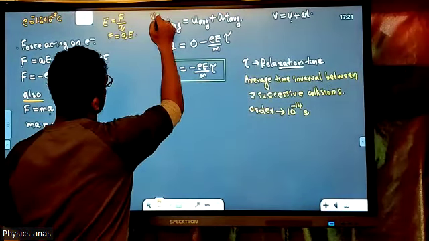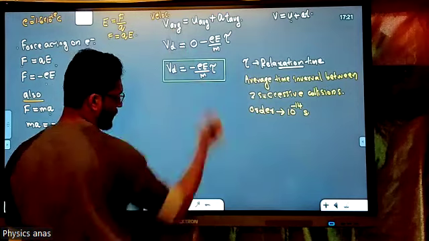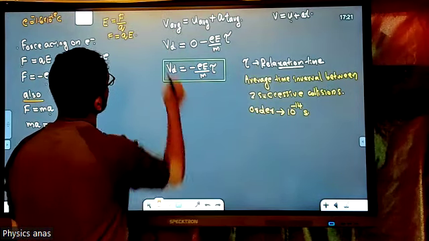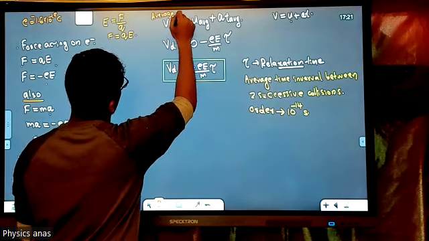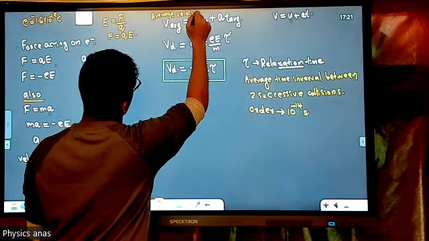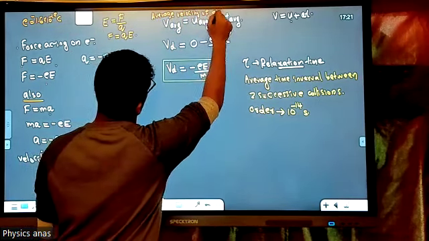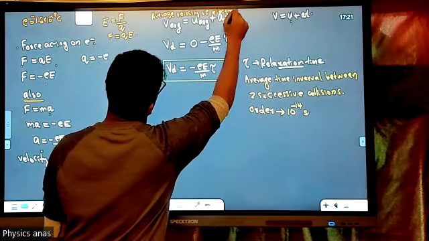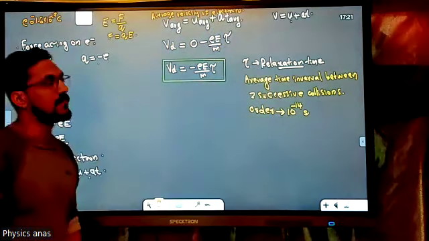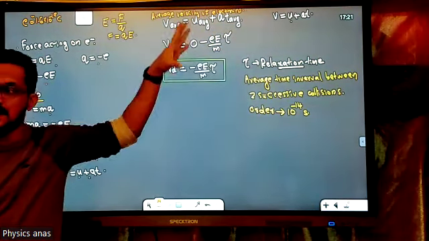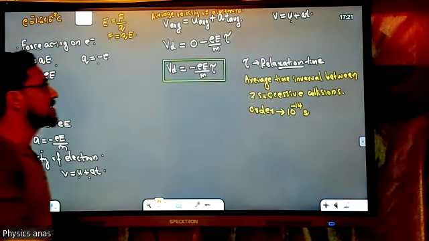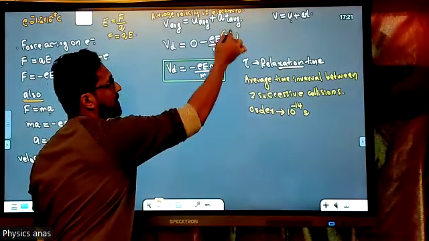One more thing, the average velocity of electrons. V average is equal to u average plus a into t average. What is that t average? That t average is tau.